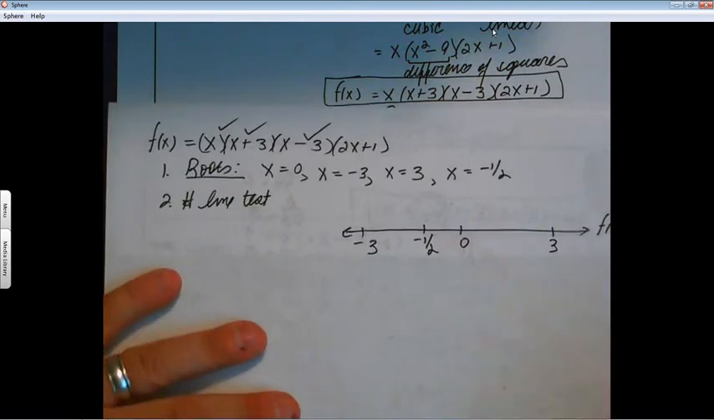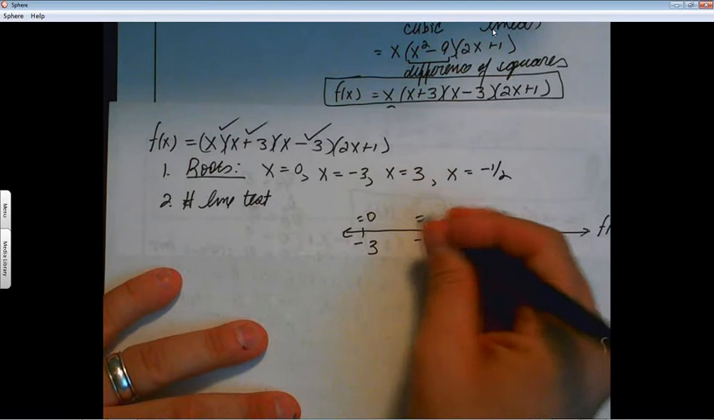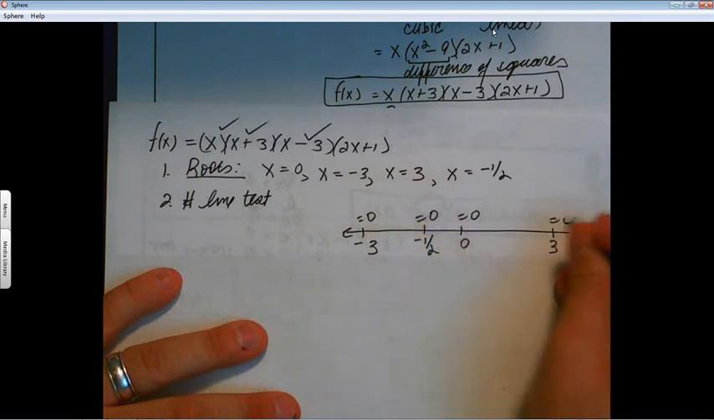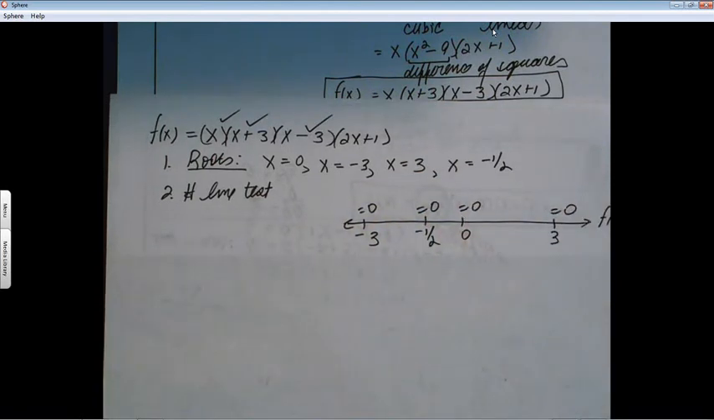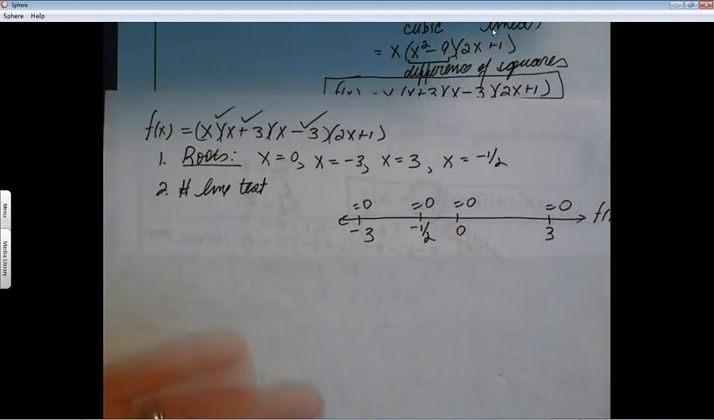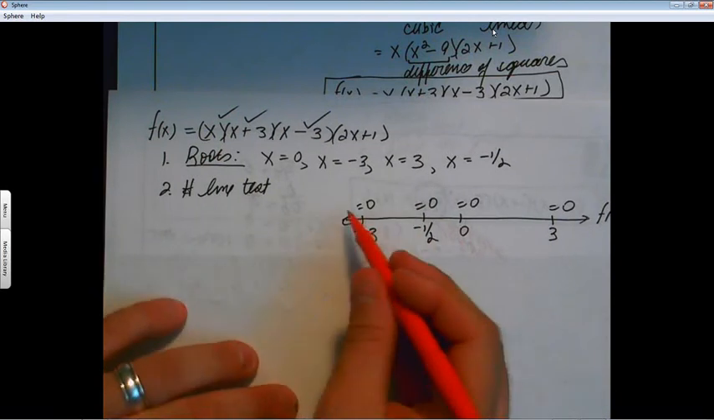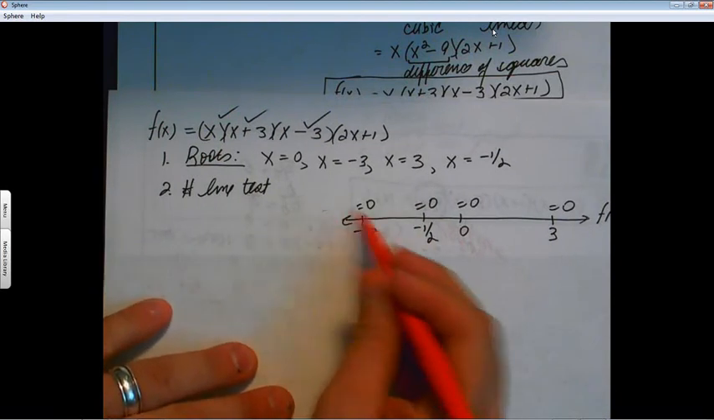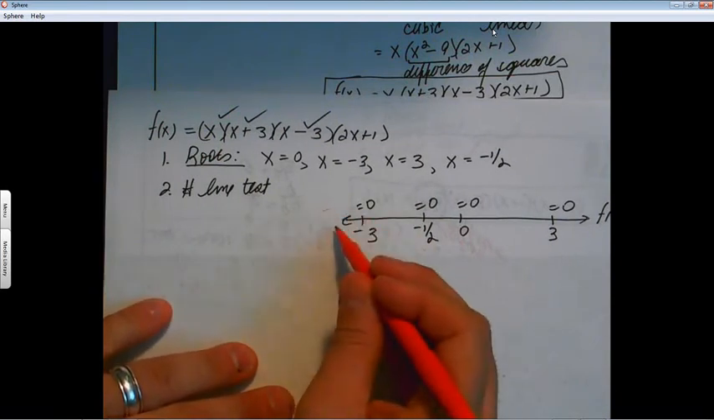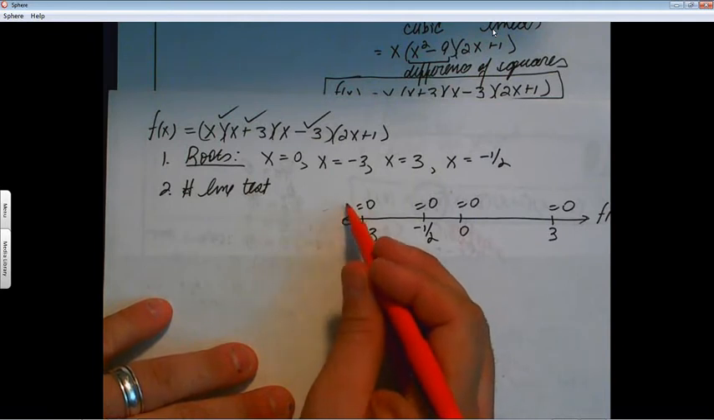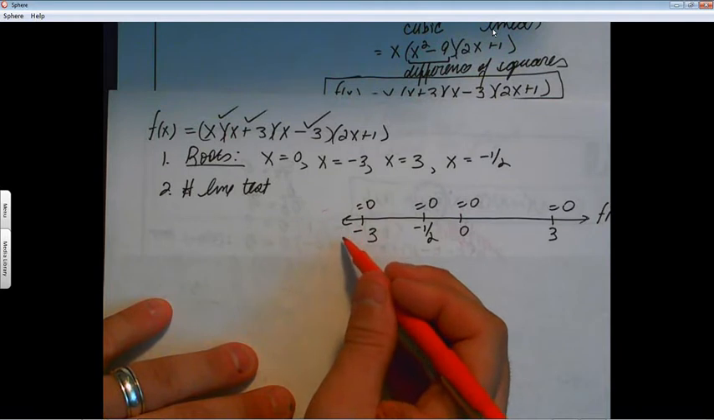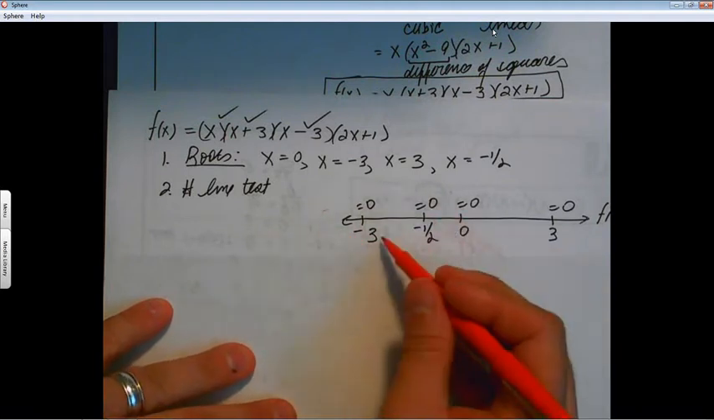Second, we do our number line test. So for our number line test, here's f of x. We have 4 distinct roots. We have 0. We have negative 1/2. We have negative 3 and positive 3. I know at each of these points the original function is equal to 0.